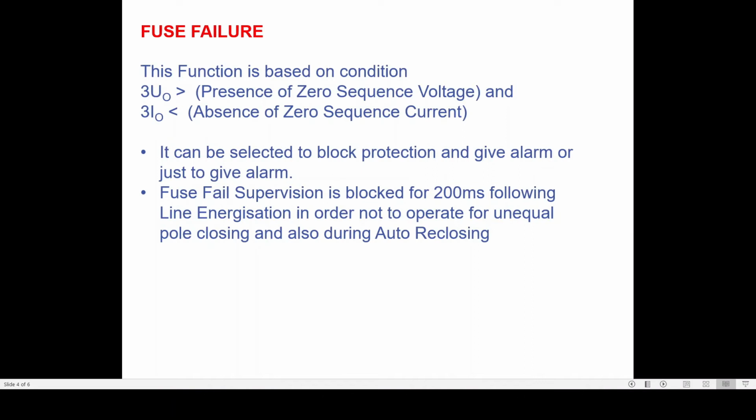Suppose the fuse of all three phases fails. That means the fuse of all three, that is R phase, Y phase, and B phase, fails. In that case, now your voltage magnitude of all three phases goes down. So there will be no zero sequence voltage in this case. There will be no zero sequence current already because your line is energized and in all three phases there is balanced current. So now there is absence of zero sequence voltage, but our logic says that there must be a presence of zero sequence voltage but absence of zero sequence current.